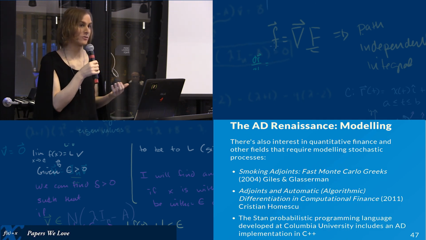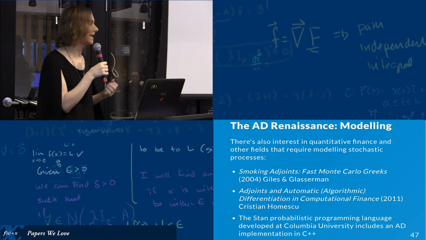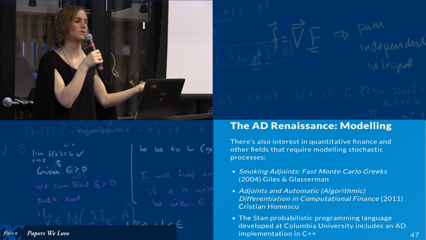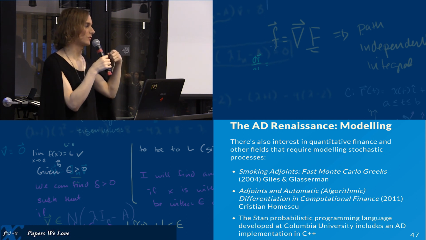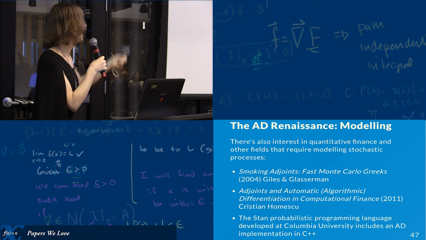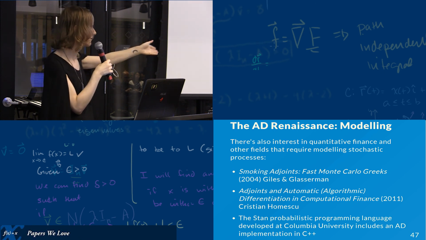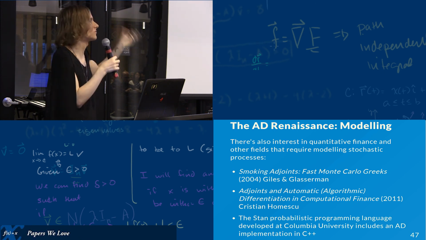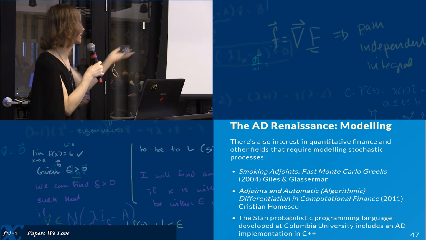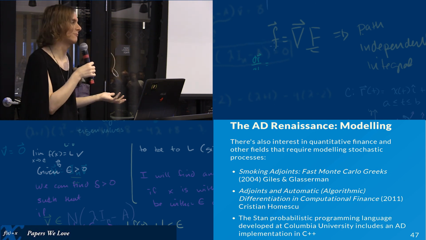And finally, it's not just in machine learning. There's interest really for anyone who's working with stochastic processes, largely in finance. In 2004, there's a paper that started by calculating Greeks and built up to using the LIBOR market model using automatic differentiation, and so achieving exact results for that. And then a survey paper in 2011, based on all these. And finally, not just in a hard science like financial modeling, but in the social sciences, at Columbia University they're developing a probabilistic programming language called Stan, and that has an AD implementation in C++.